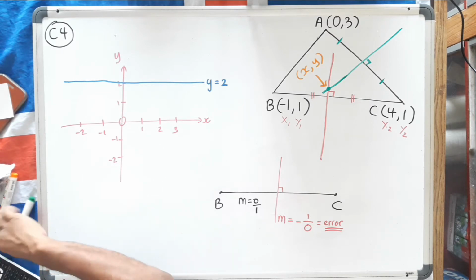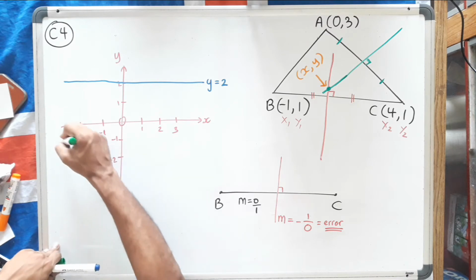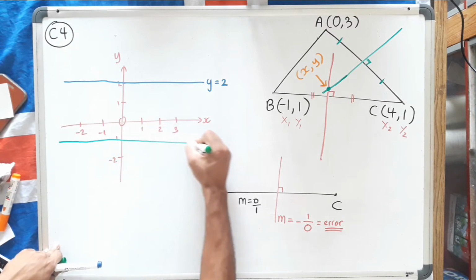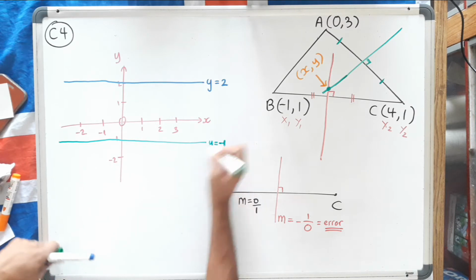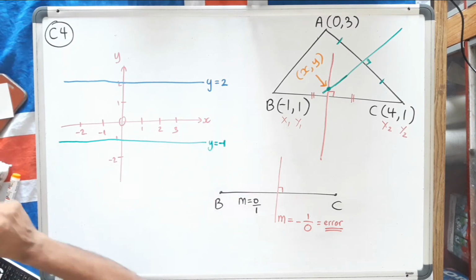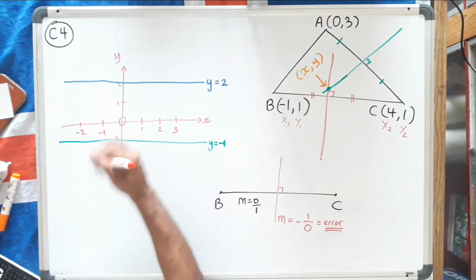Right. Let's try our next one. Let's say I had a horizontal line going through minus 1 on the y-axis. The equation of this line is y is equal to minus 1. No working required. Okay? Let's put back this minus 1 here.